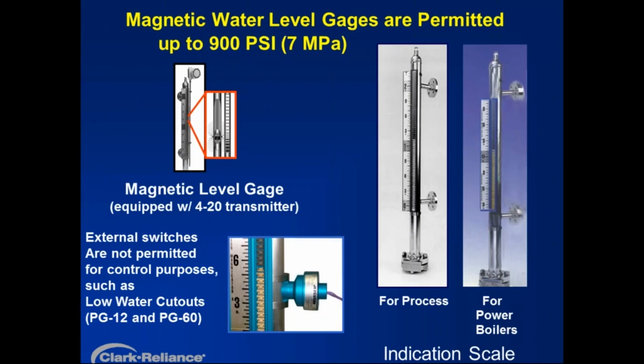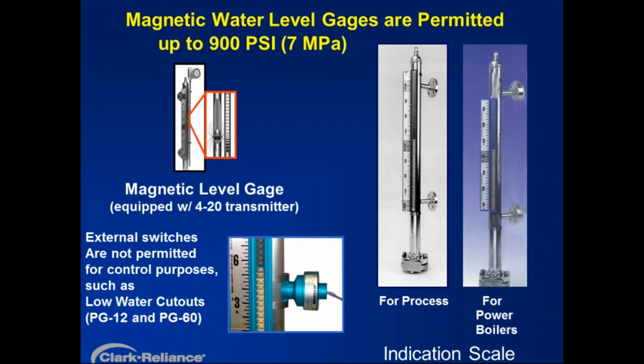Next slide. Now I'd like to get into a few details on magnetic level gauges. Magnetic level gauges are code permitted up to 900-pound service. So for any application with your boiler with a maximum allowable working pressure greater than 900 PSI, you are not permitted to put a magnetic level gauge on it. Only up to 900. External switches, which typically all manufacturers offer, are clamp-on switches that are mounted to the chamber at any desired location. And ASME code views these switches as too easily mounted in a wrong location.